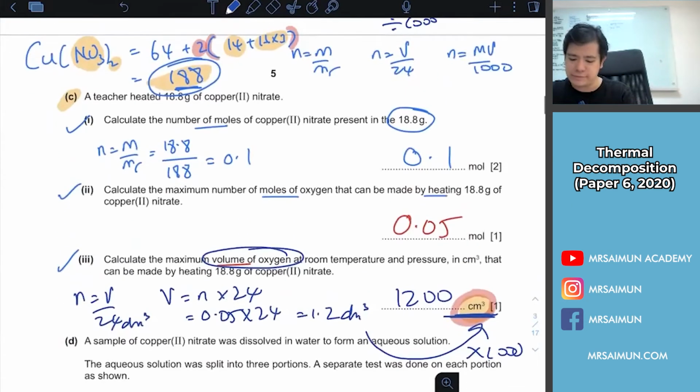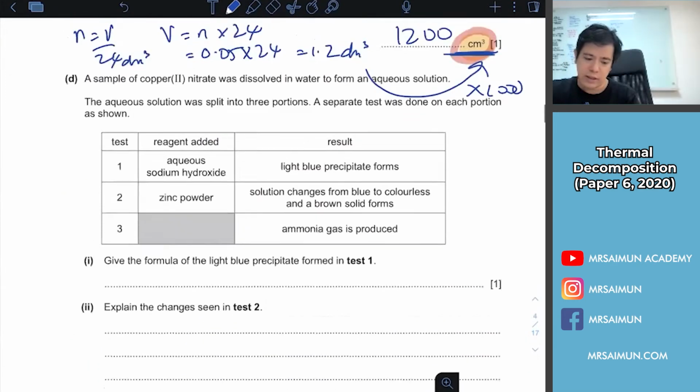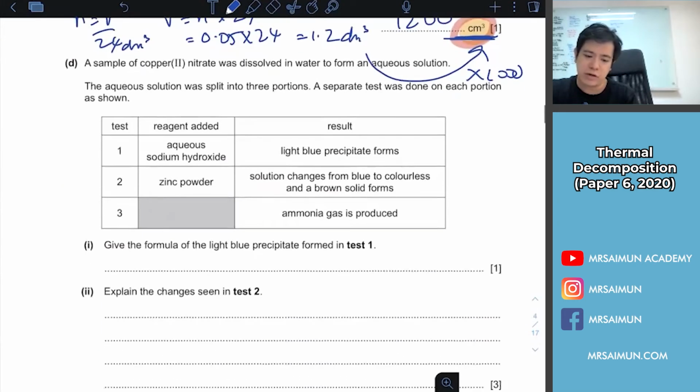Okay, once you're done, please let me know, then we continue. Next one. So this is the standard; this is how it works all the time, 4 marks. If the question is more than 4 marks, then your teacher must be adding up all the funny questions, like a sample of copper 2 nitrate, all the long questions.